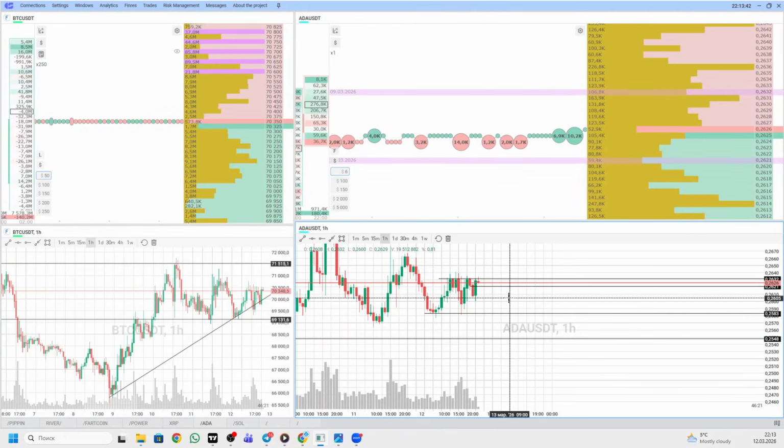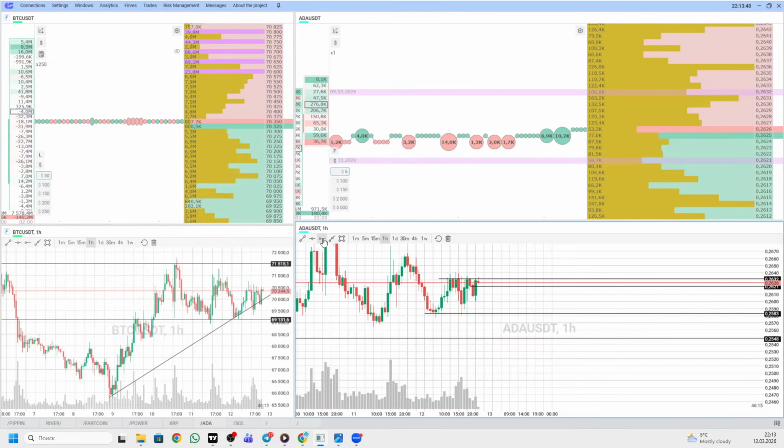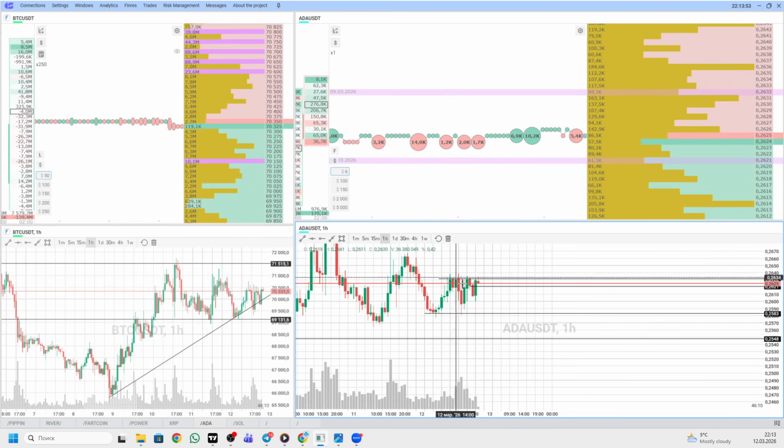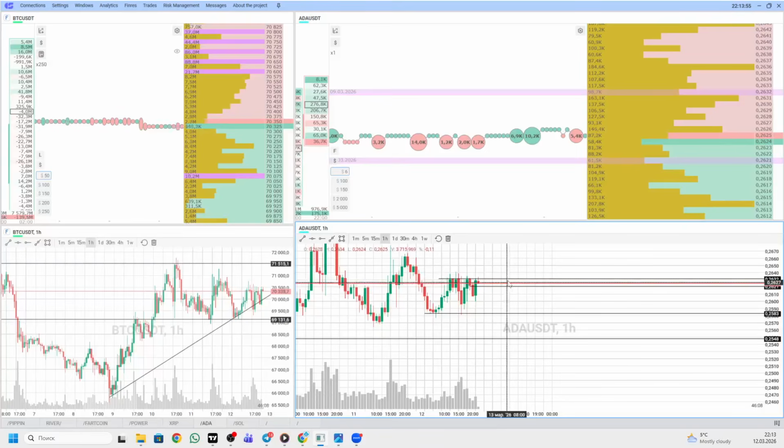So these levels we're drawing with a horizontal ray. You place the ray and mark the borders of the zone, so you can see this is our zone to enter.